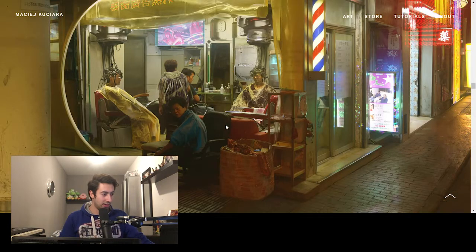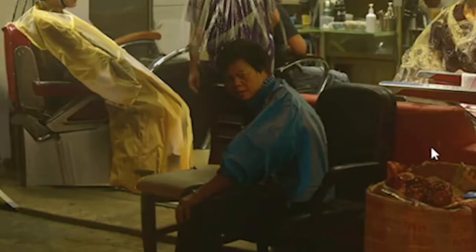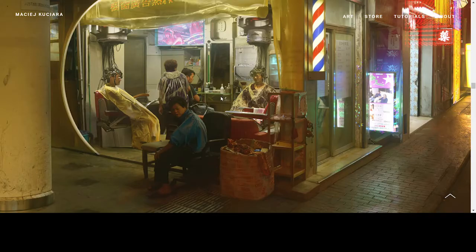This guy right here is like, what are you looking at, man? Never seen a cyborg barbershop before?